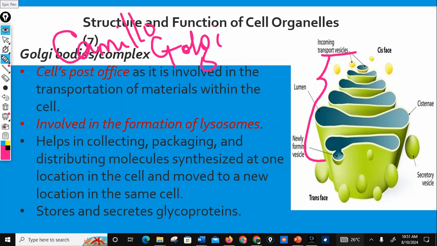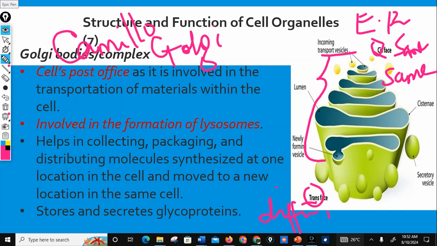And just like the endoplasmic reticulum, this organelle processes substances in two directions, which we call the trans and the cis direction. The word trans means different, or from one place to another. Then cis means same.